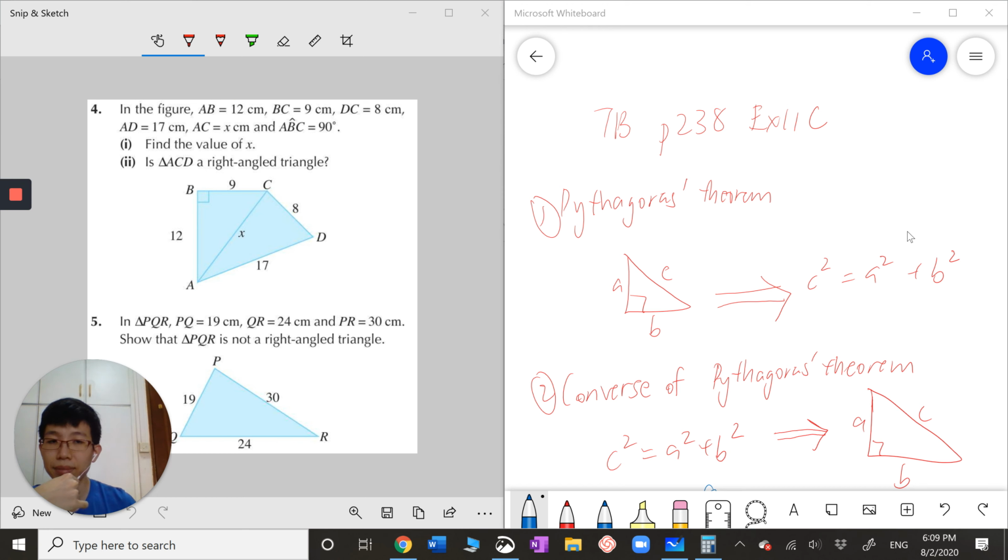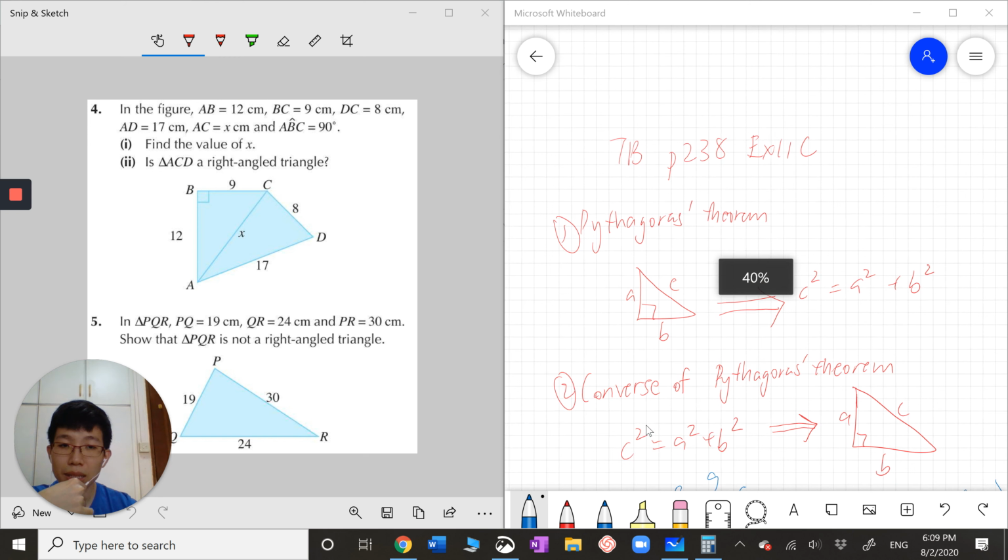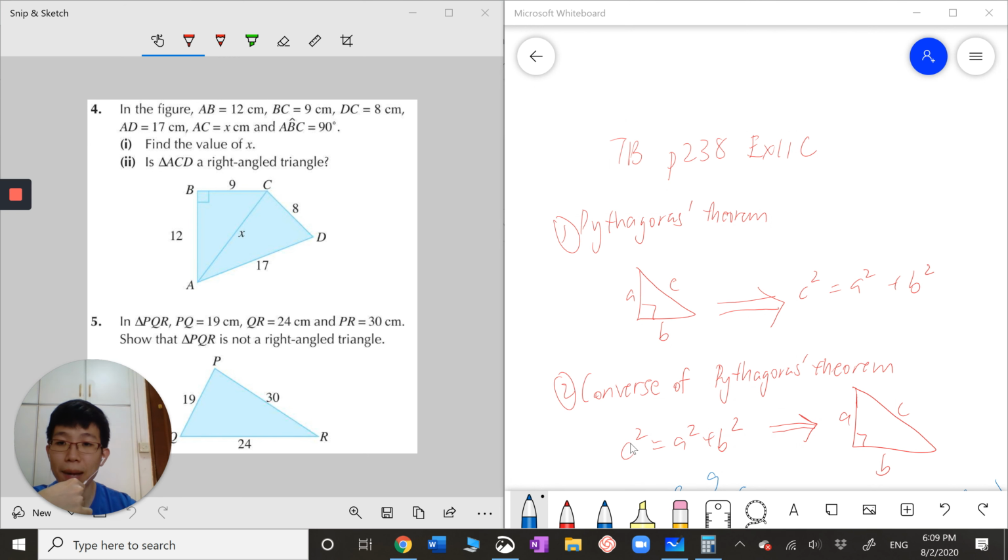The next part is the converse of Pythagoras theorem. So what does converse mean? Converse means the opposite. So whenever we have c square, which is the hypotenuse square, equal to the sum of the squares of the remaining two sides of a triangle, we can say that this triangle is a right angle triangle. So it's like the opposite relation also holds. When we're able to find that this relation between the sides of the triangle holds, we can say that this is a right angle triangle.